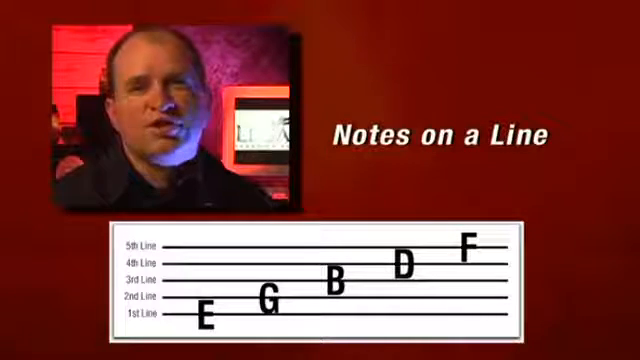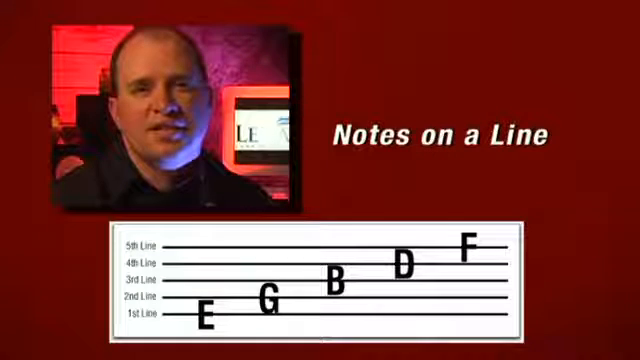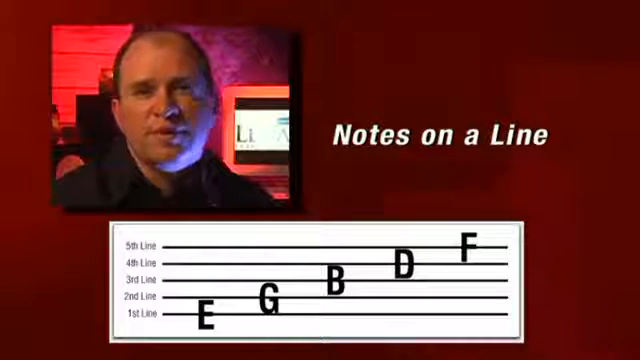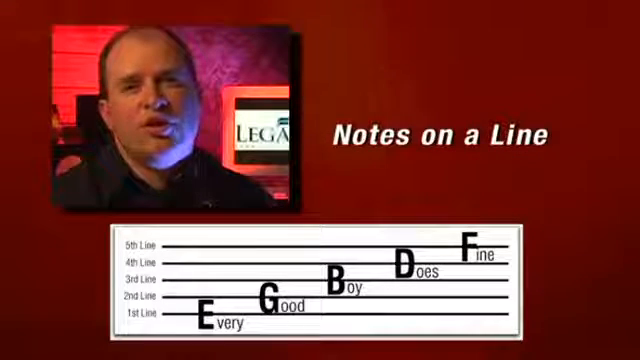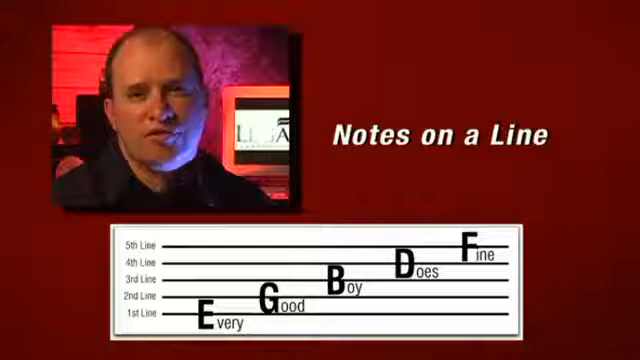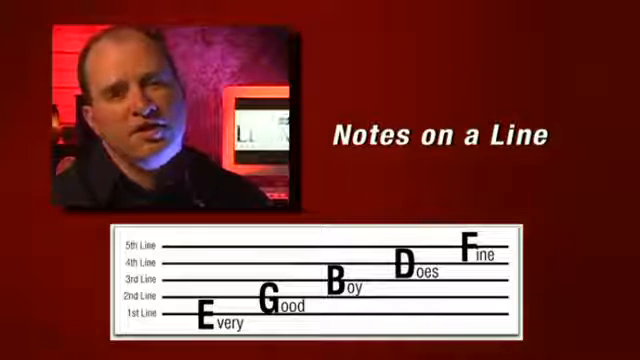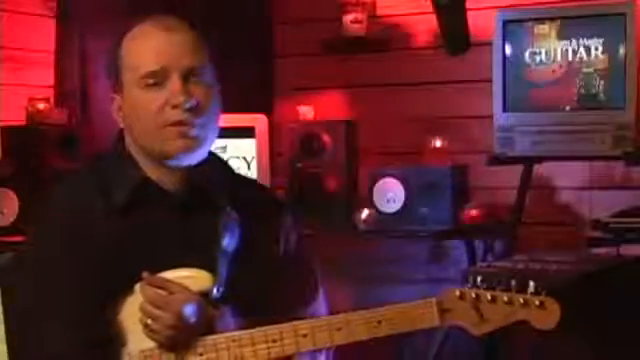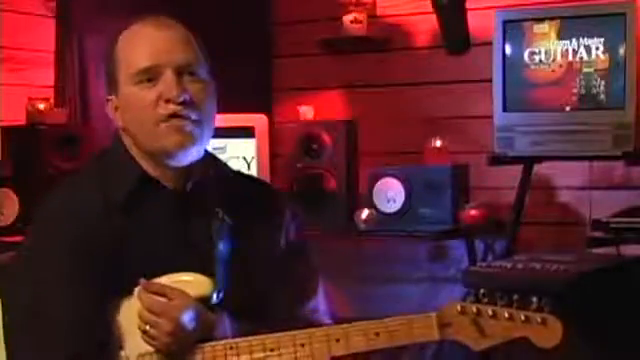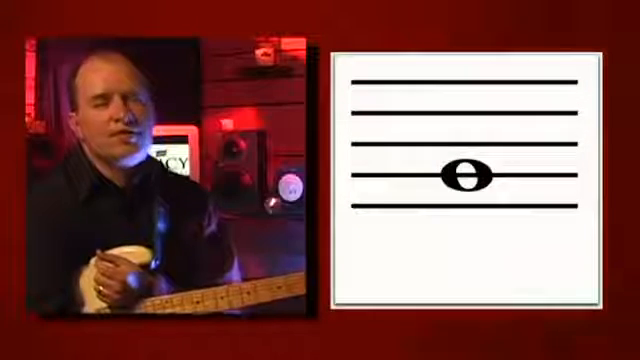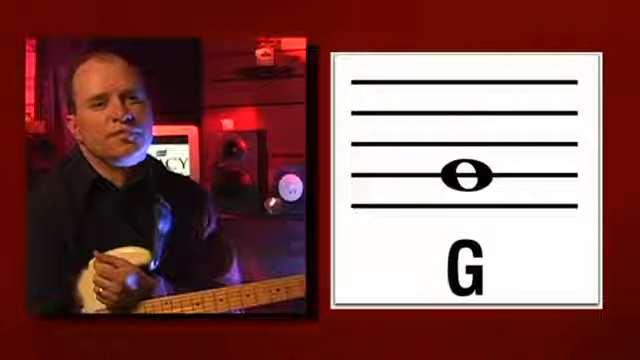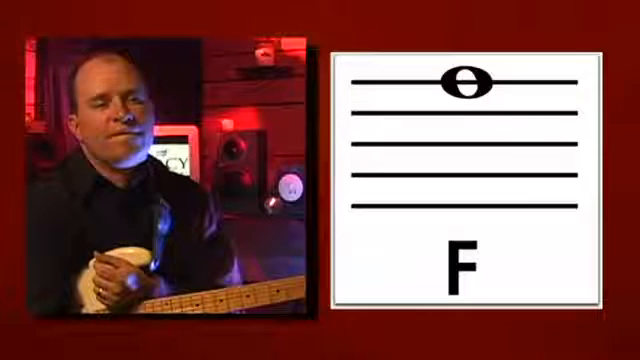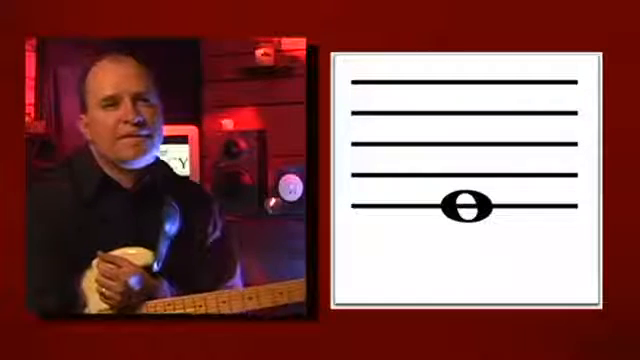The notes on the lines are E, G, B, D, and F. Well, just as letter names, they're kind of hard to remember. So how everybody remembers them is every good boy does fine, corresponding to the E, G, B, D, F. Every good boy does fine. Okay, let's practice, see how well you remember. If the note is here, what is it? Good. What about if it's here? And what about here?